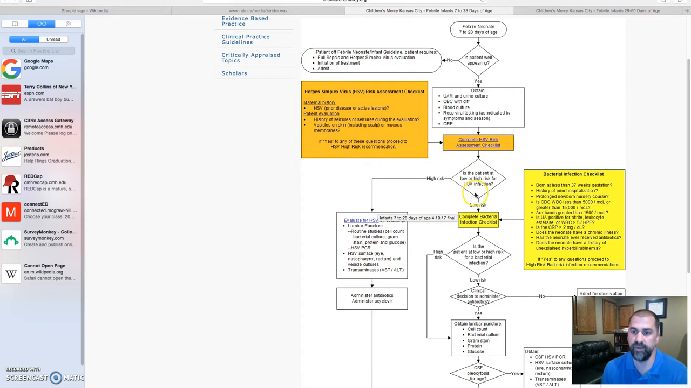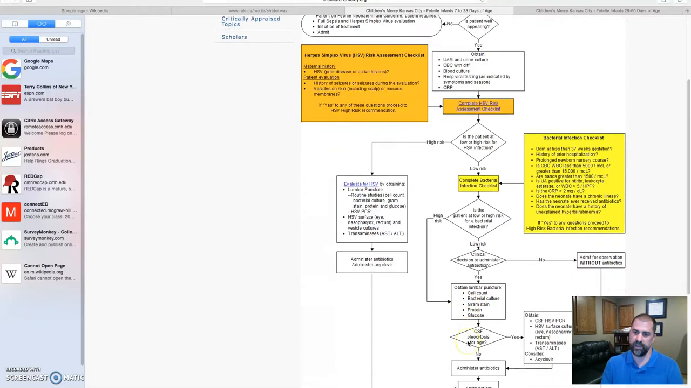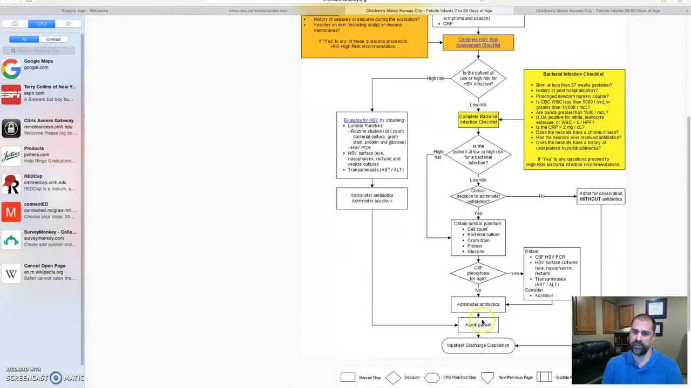However, if they're negative, then we look at these studies here, the results, and apply it to the infection checklist and decide if they're low risk versus high risk. If they're high risk, then we go right to the LP and then the antibiotics as well. We can go further down here and see, but they basically get admitted and start on antibiotics.